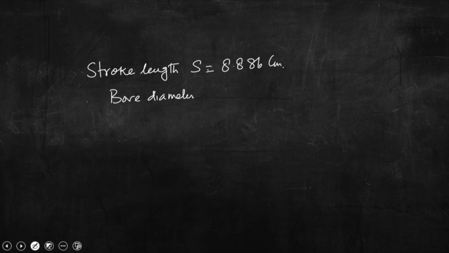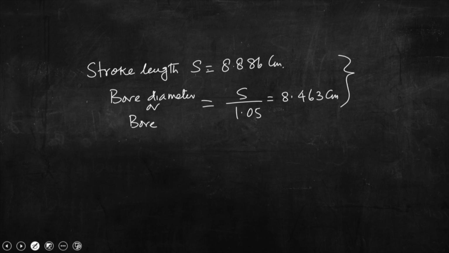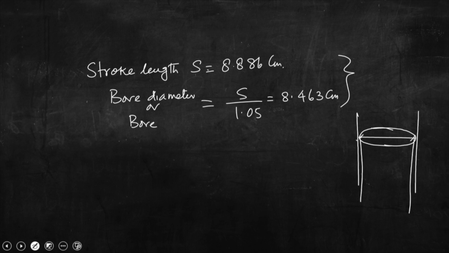So, stroke length S equal to 8.886 centimeter, then bore diameter, or simply bore, equal to S by 1.05, that is 8.463 centimeter. So, if we draw the schematic depiction, if this is the engine cylinder, you know that piston is like this. Though there is a small clearance or small gap between inner wall of the cylinder and piston outer wall, still we can assume that the piston diameter is as good as bore. So, this is engine bore.